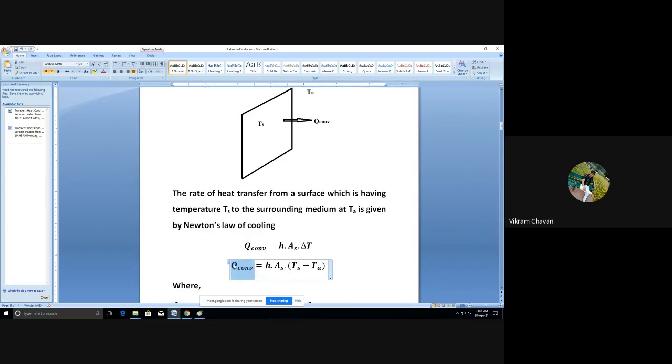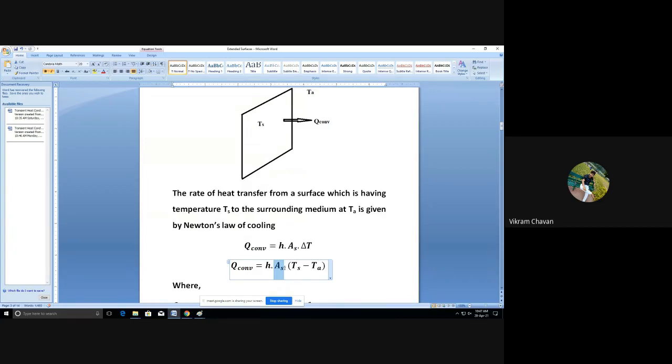By considering this equation, one option is to increase the temperature difference. By increasing the temperature difference, you can increase Q convection. The second option is to increase the convective heat transfer coefficient. And the third option is to increase the surface area. These three options are with you.